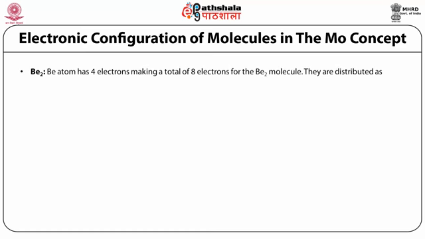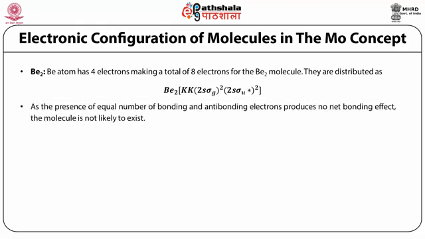The beryllium atom has 4 electrons, making a total of 8 electrons for the beryllium molecule. They are distributed as Be2: KK 2s sigma g square, 2s sigma u star square. As the presence of an equal number of bonding and anti-bonding electrons produces no net bonding effect, the molecule is not likely to exist. So that is the reason that Be2 doesn't exist.